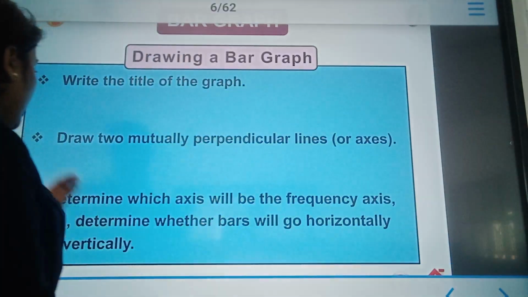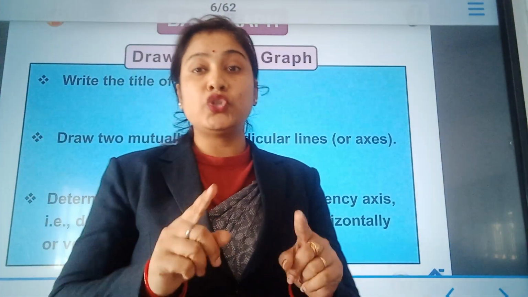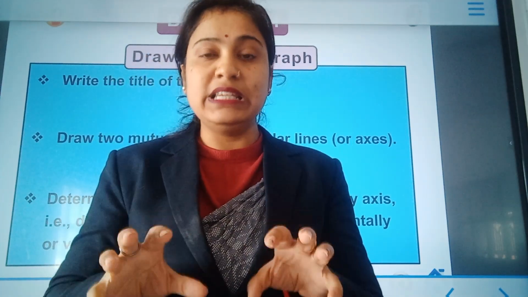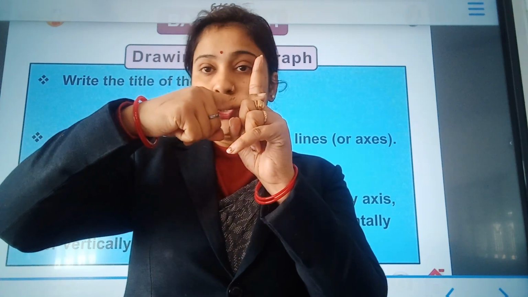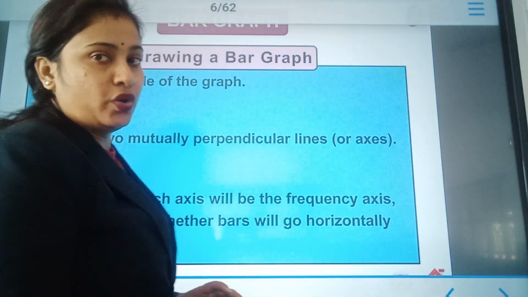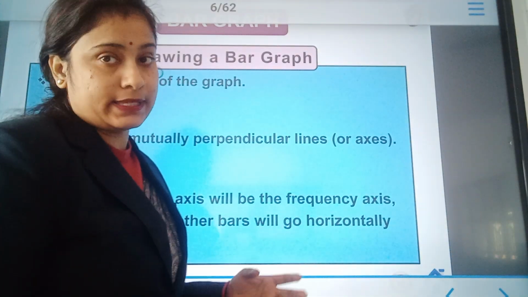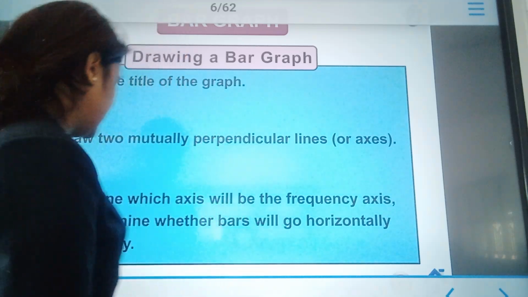The next step is to draw two mutually perpendicular lines. We have to make two axes along which we represent the information. These lines should be mutually perpendicular: one should be vertical, the other horizontal, such that they are perpendicular to each other, and we call them axes. We will regard them as either the y-axis or the x-axis.